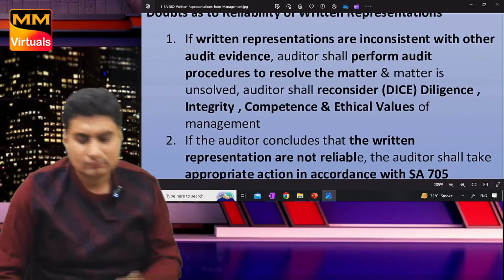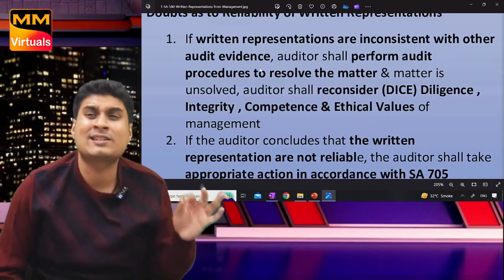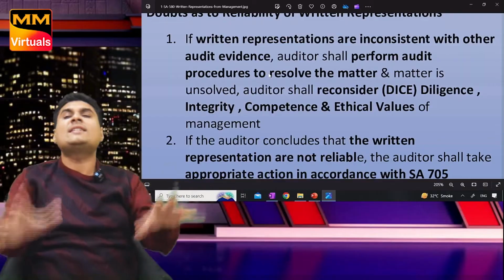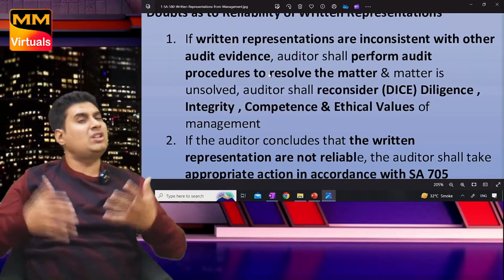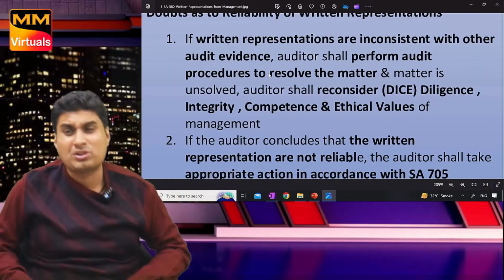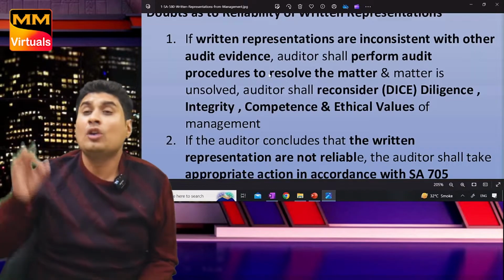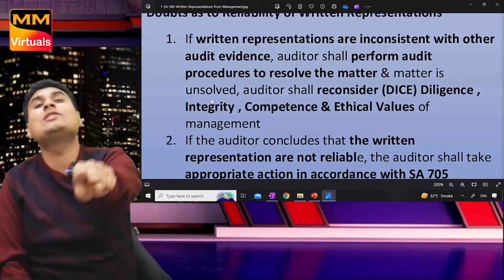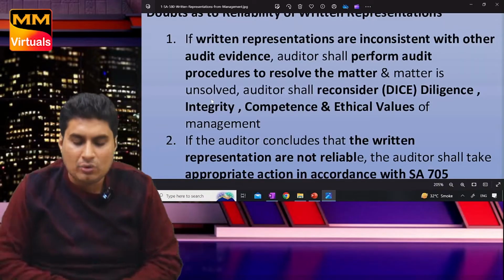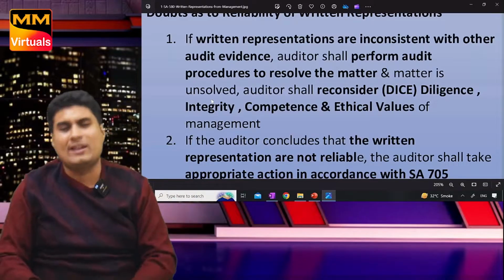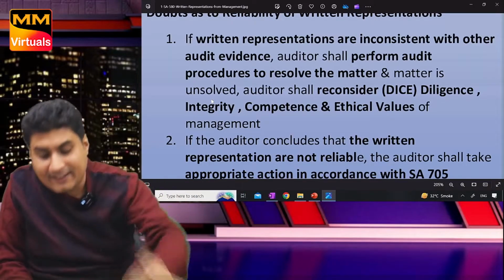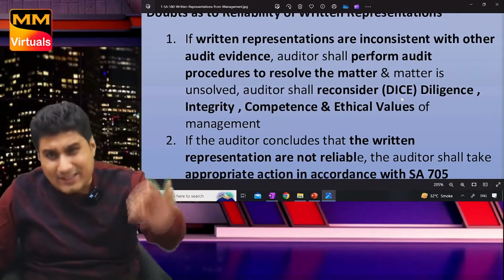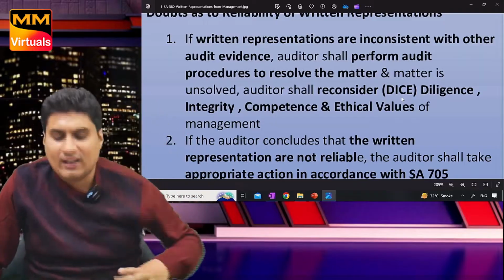Okay, read here. If written representations are inconsistent with the evidence, they are saying there is no impairment loss, they are saying there is no fraud, but there is a fraud. The auditor will do more audit procedures to resolve the matter, to find out the exact amount of fraud and the exact impairment loss, so we can make a journal entry. And if the matter is still unsolved, they are not solving it, we will re-evaluate and reconsider the DICE of management. What is DICE? Diligence, integrity, competence, ethical value. Underline. We will again reconsider the DICE of the management.